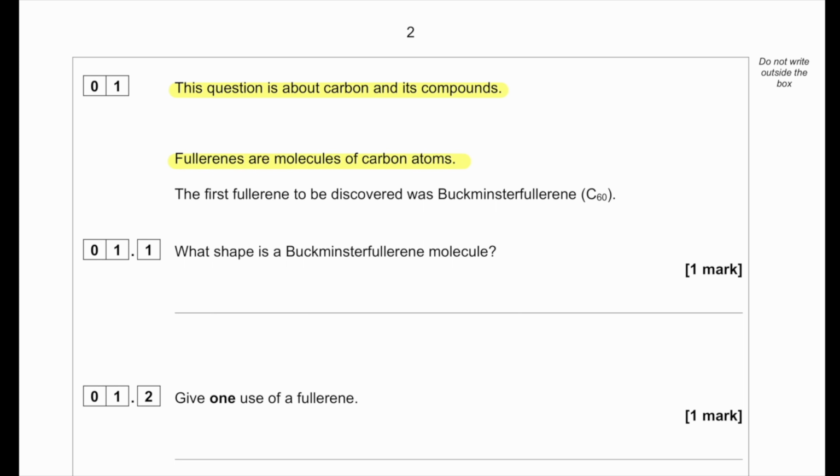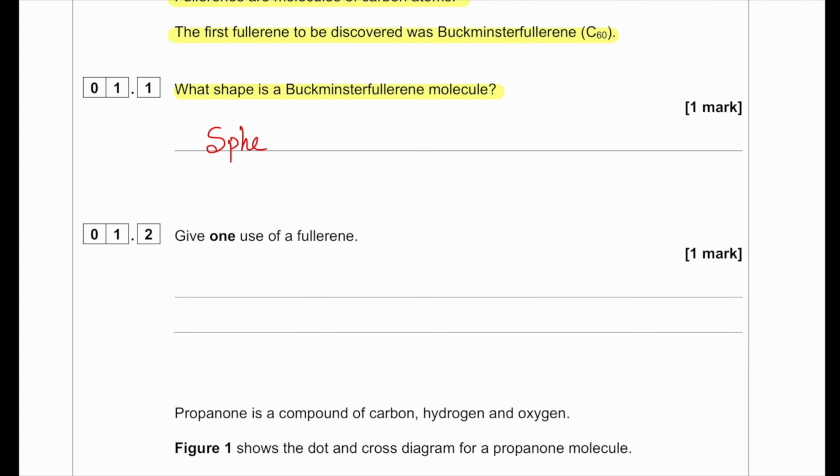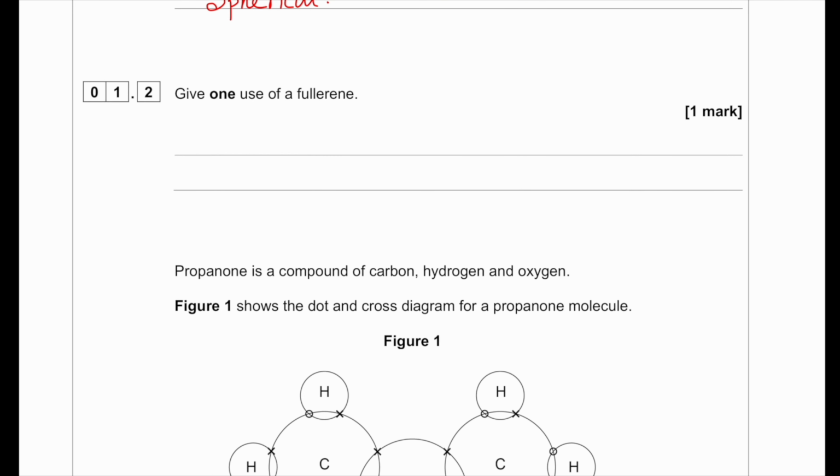Fullerenes are molecules of carbon atoms. The first fullerene to be discovered was Buckminster fullerene. What shape is a Buckminster fullerene molecule? So Buckminster fullerene is circular, all right? So we can say it's spherical. Give one use of fullerene.